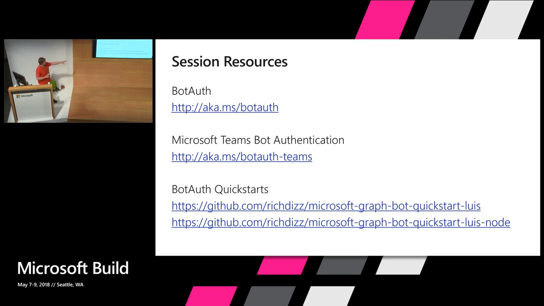There are a few quick start projects here that go a little bit further. They use natural language, so you can ask it various questions, and it can go and query the graph and respond using a Lewis model. There's one for C#, which is the top link, and then there's one for Node. They're basically the identical solution. One just uses one of those platforms, one uses the other. So definitely check this out.